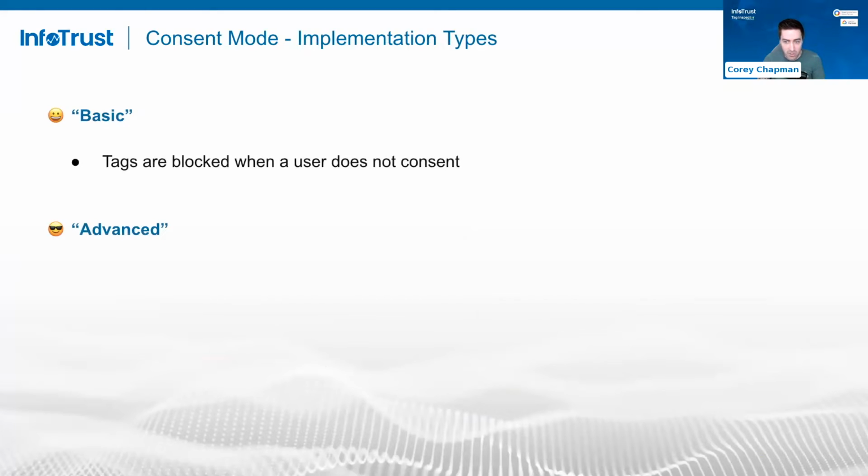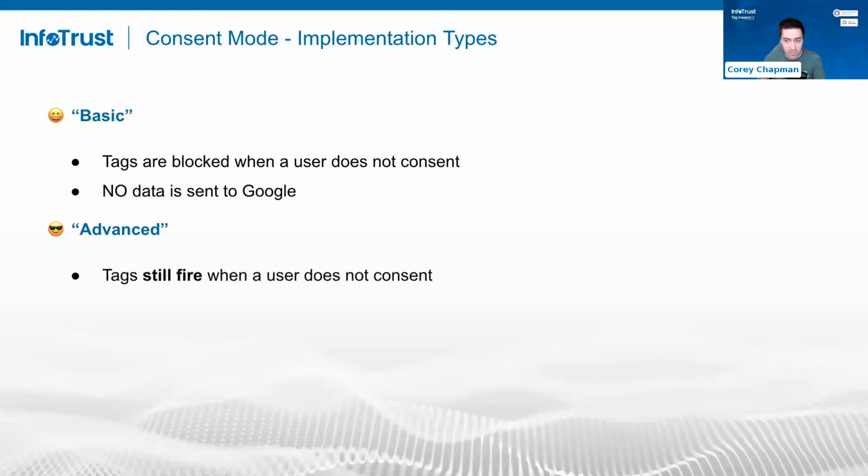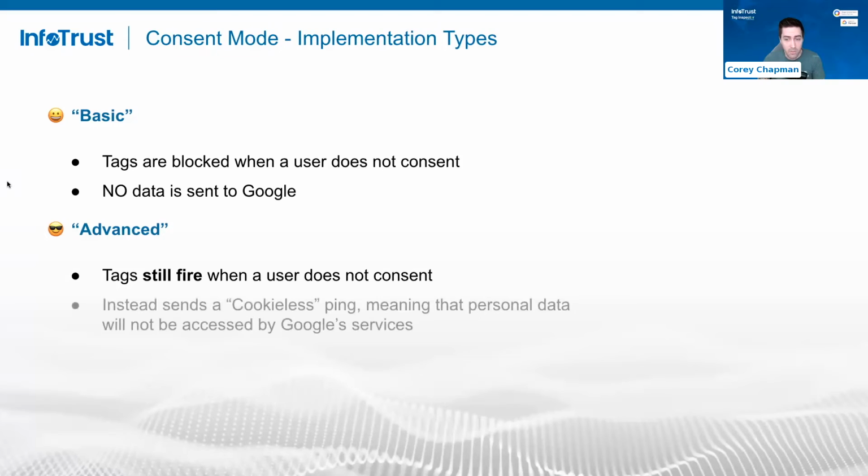These can really be boiled down to this. Basic just means that your tags are still blocked when a user declines consent, and no data is sent to Google. An advanced consent mode setup means that your tags are going to fire even when the user opts out. However, the hit and the network request that's sent to Google will be sent with the appropriate signal, and that's going to ensure that the user's personal data is not accessed by Google's services. So it really is that simple when you think about it, but the implementation of it can be complicated.